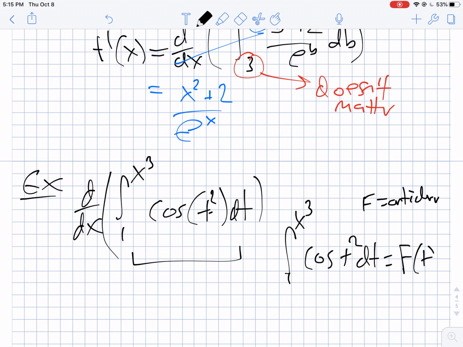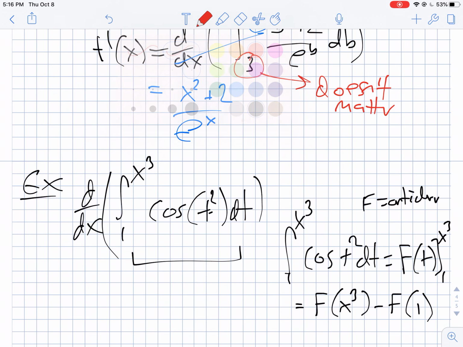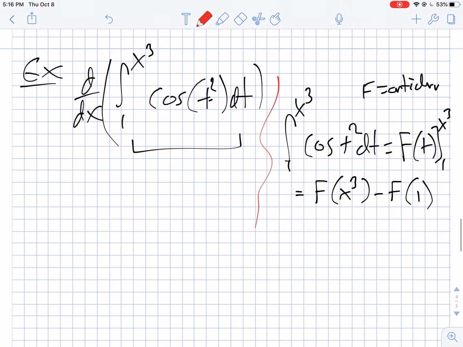So this is big F of t going from 1 to x cubed. So what that's going to do, that's going to give us big F of x cubed minus big F of 1. Okay, well now what's going to happen? And again, I'm just trying to show you what's happening so we can come up with a rule. What's going to happen here when we take a derivative of this?